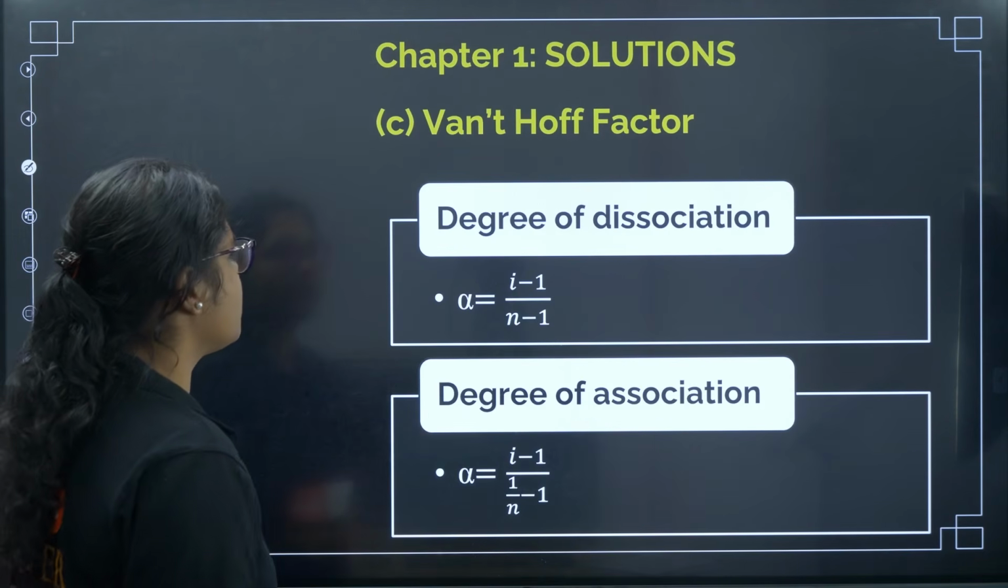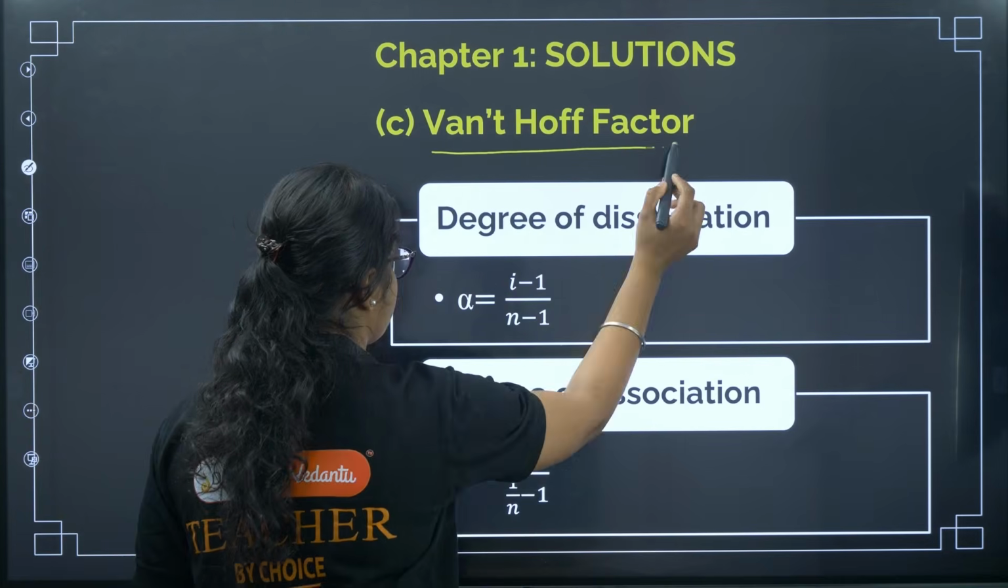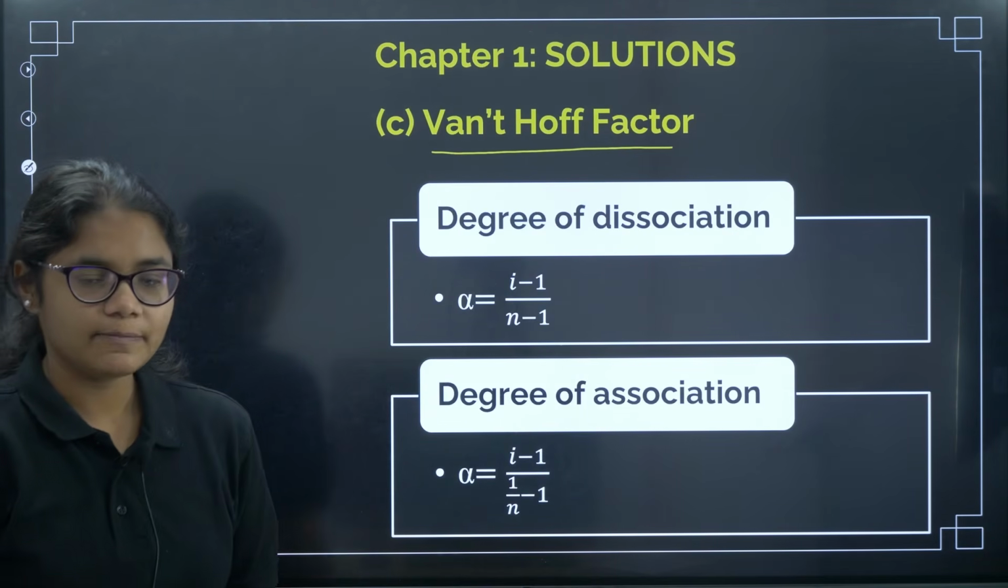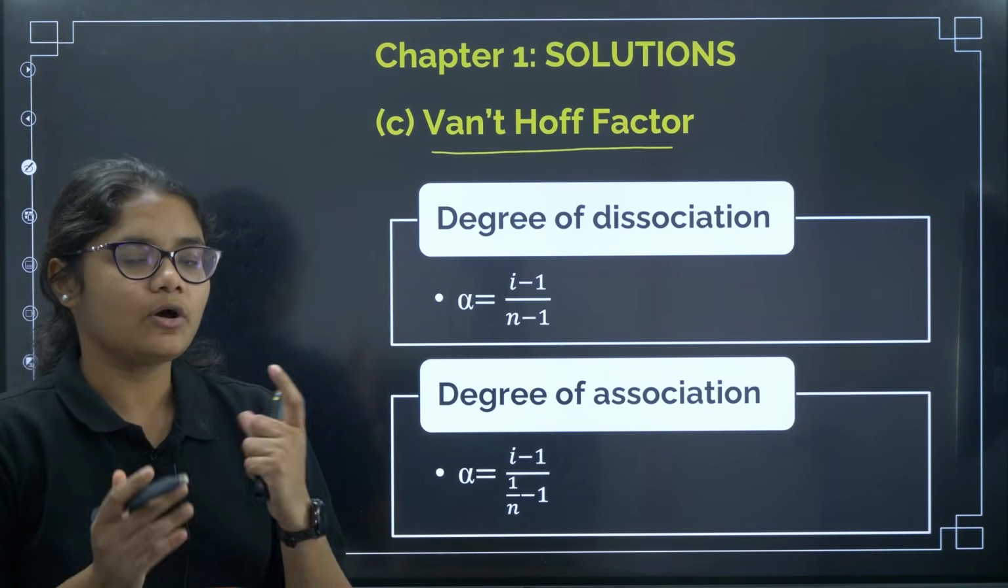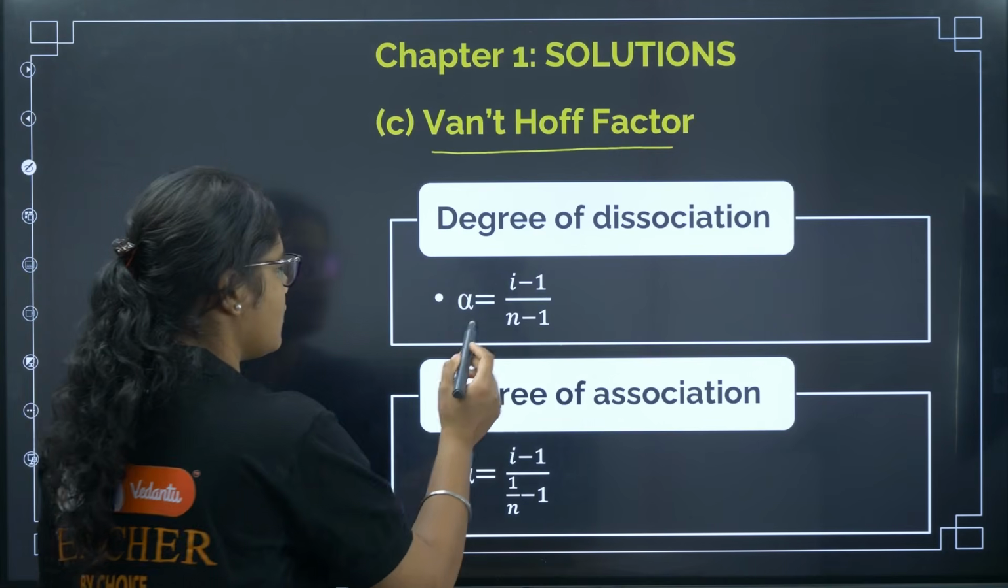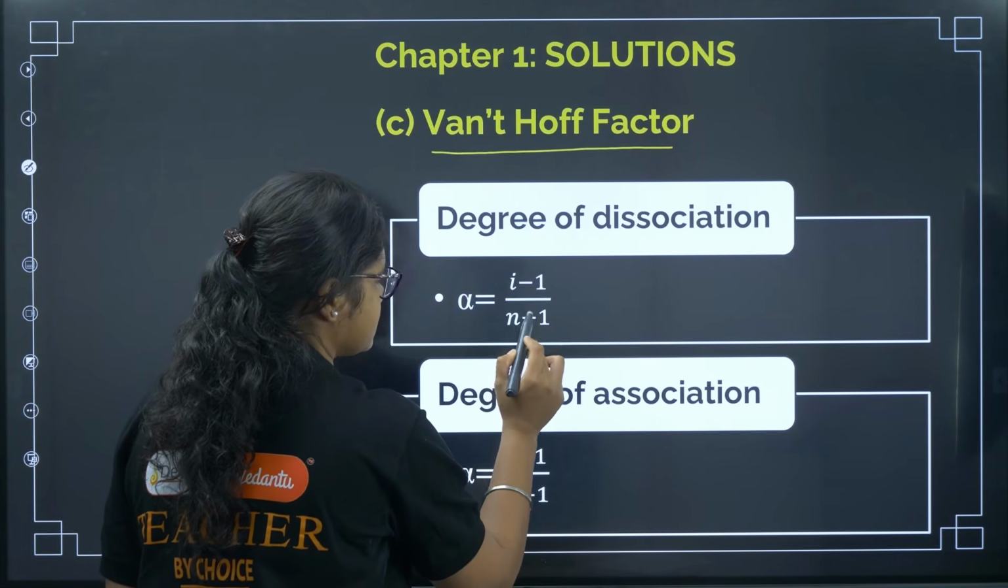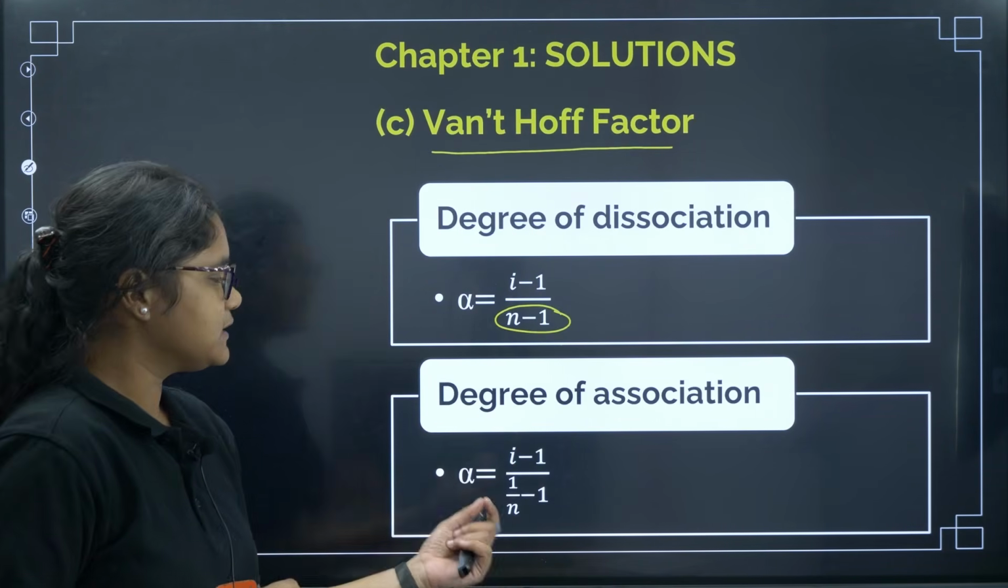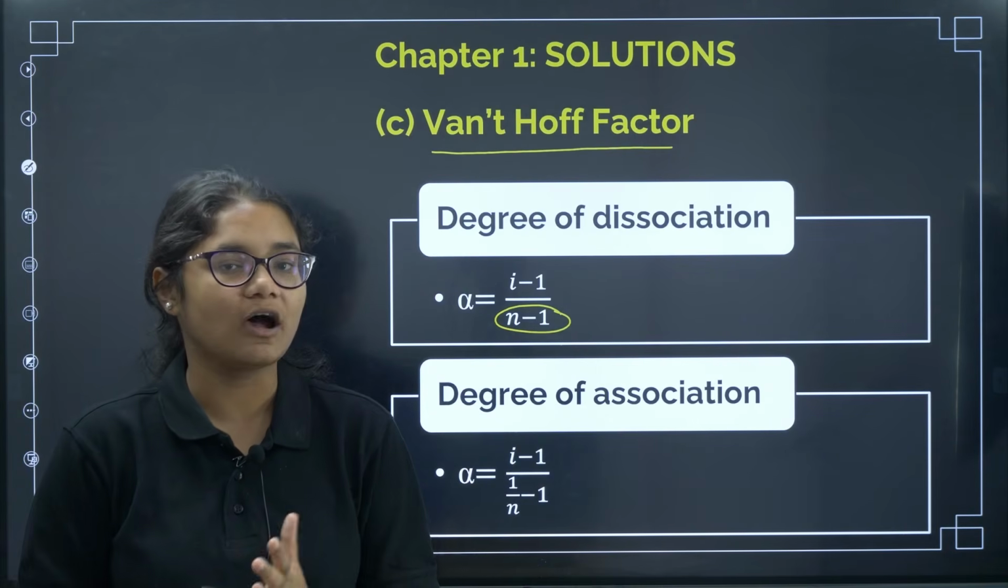Now coming to another concept where numericals are asked, your Van 't Hoff factor. So there will be dissociation or there can be association. Degree of dissociation is calculated by (i minus 1) by (n minus 1). So what is n? n is the number of particles formed after dissociation.